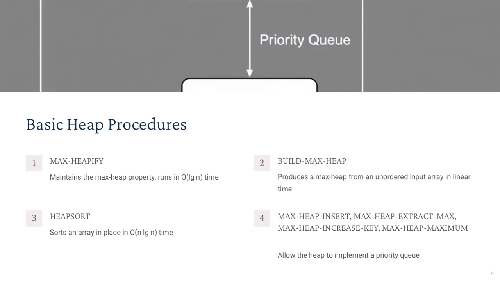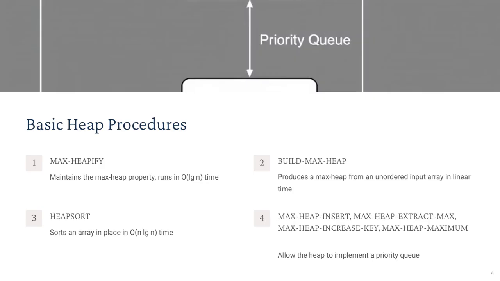Max heapify ensures that a node and its subtree satisfy the max heap property. This operation has a time complexity of O of log n. Build max heap converts an unordered array into a max heap in linear time, O of n. Heapsort utilizes max heaps to sort an array in place, with a time complexity of O of n log n. Priority queue operations include max heap insert, max heap extract max, and max heap increase key, allowing heaps to efficiently manage dynamic datasets. These operations form the basis of Heapsort and provide the foundation for using heaps in advanced applications like priority queues.